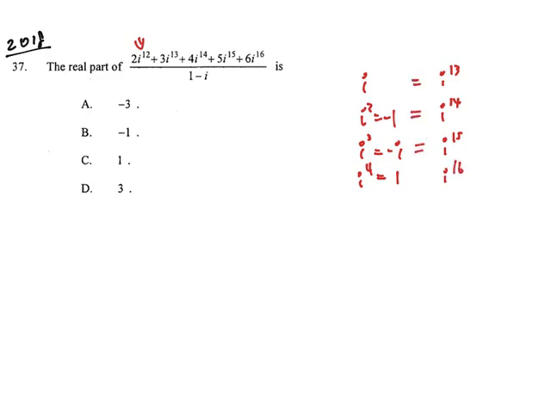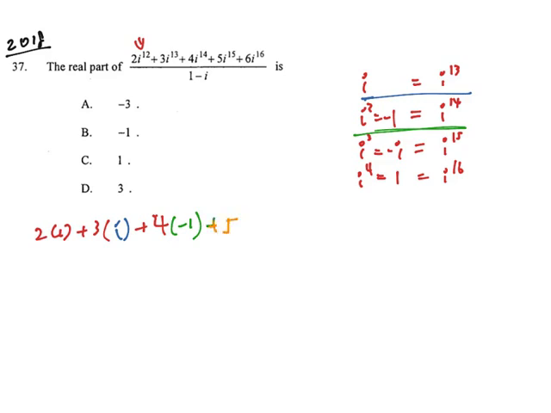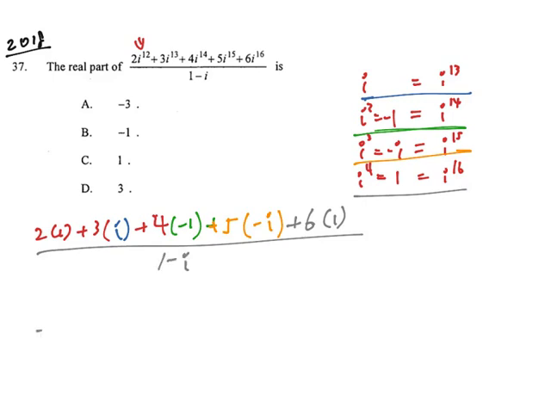So we can put an equal sign here. So let's do it. 2 times 1 plus 3 times this one, i, and then plus 4 times i^14, -1, and then plus the next one, 5 times i^15, -i, and then lastly i^16, plus 6 times 1, and then divide by 1 minus i.